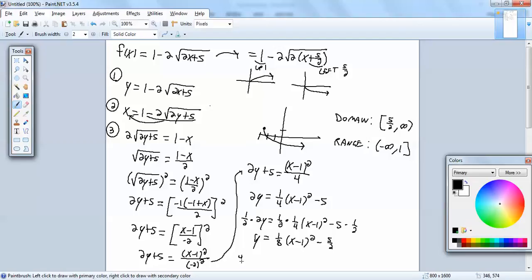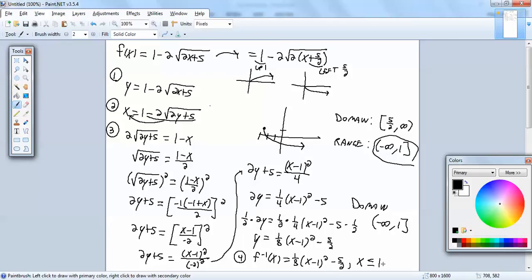So then, step 4, put our inverse notation in. And since I'm about running out of room, I'll also go ahead and do the next part. The domain and range swap on these. So my domain for my inverse will be what my range was, which is negative infinity to 1, which means I'm going to have x less than or equal to 1. And that would be our answer.